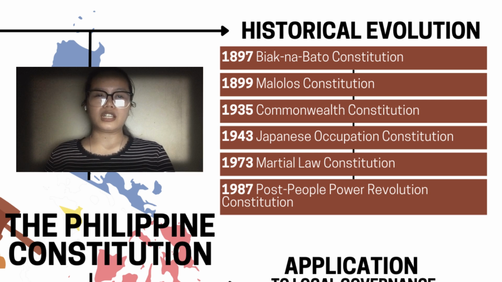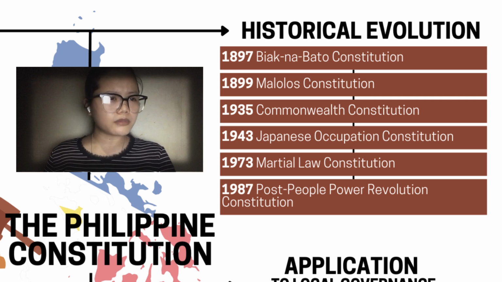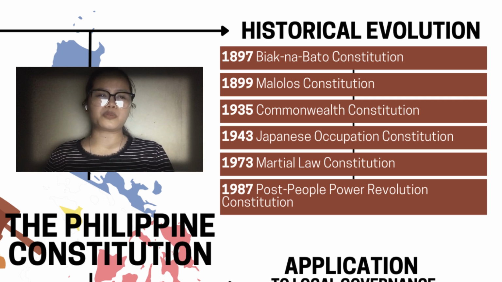Emilio Aguinaldo and Mariano Trias were elected Supreme Council President and Vice President respectively. This constitution is based on the Cuban Constitution and was drafted by Felix Ferrer and Isabelo Artacho.